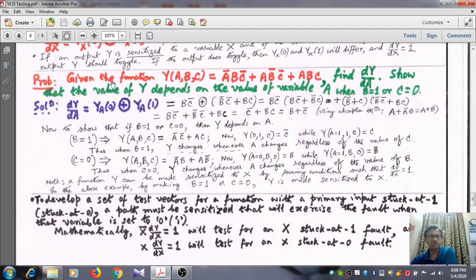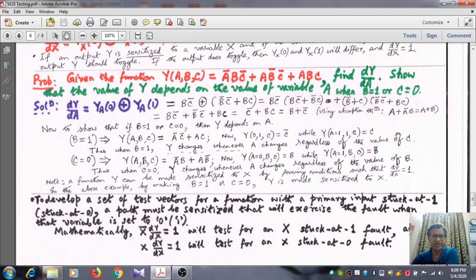Now to show that if b equal to 1 or c equal to 0, then y indeed depends on a. When b equal to 1, look at the original expression, what it reduces to. If b equal to 1, this vanishes. This remains a bar c bar ANDed with ac. So then a bar c bar ANDed or with ac. Now with b equal to 1, if you make a equal to 0, it becomes c bar. Whereas with b becoming 1, if you now force a to 1, then this becomes c.